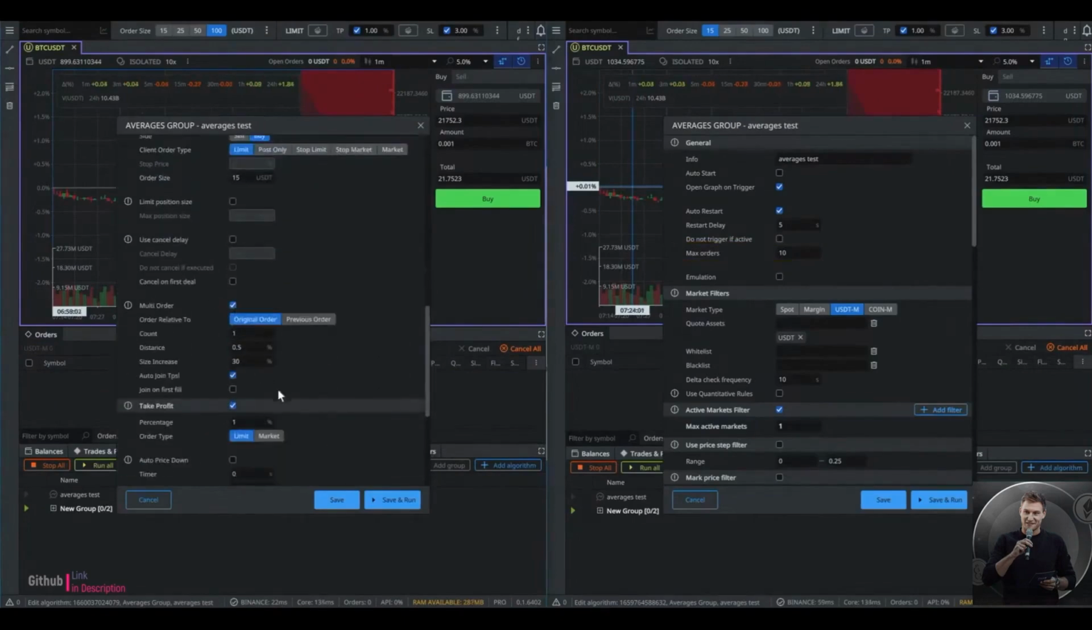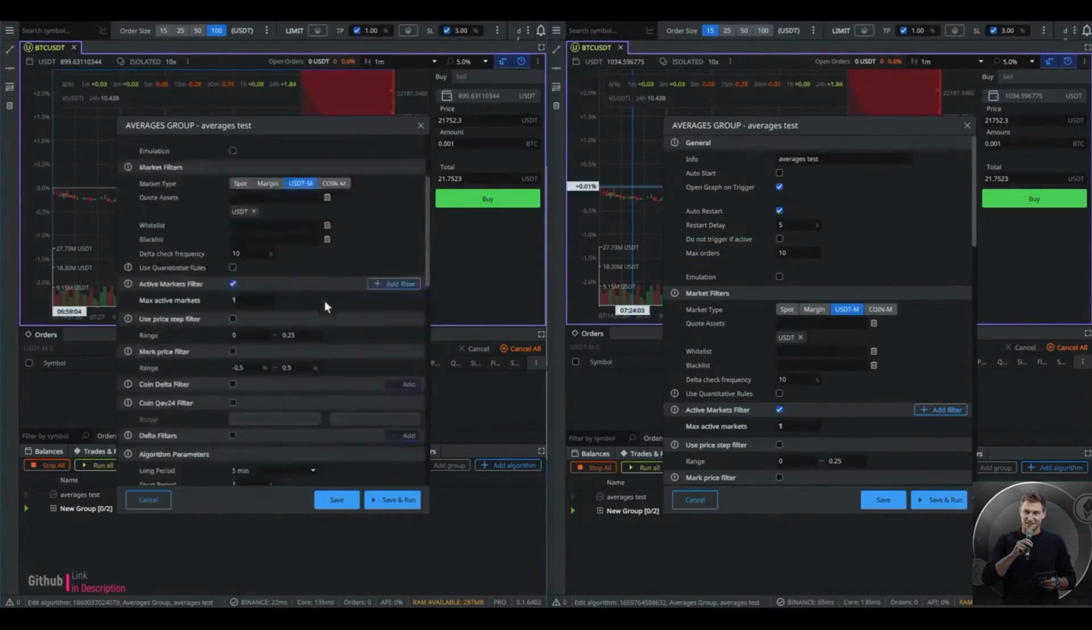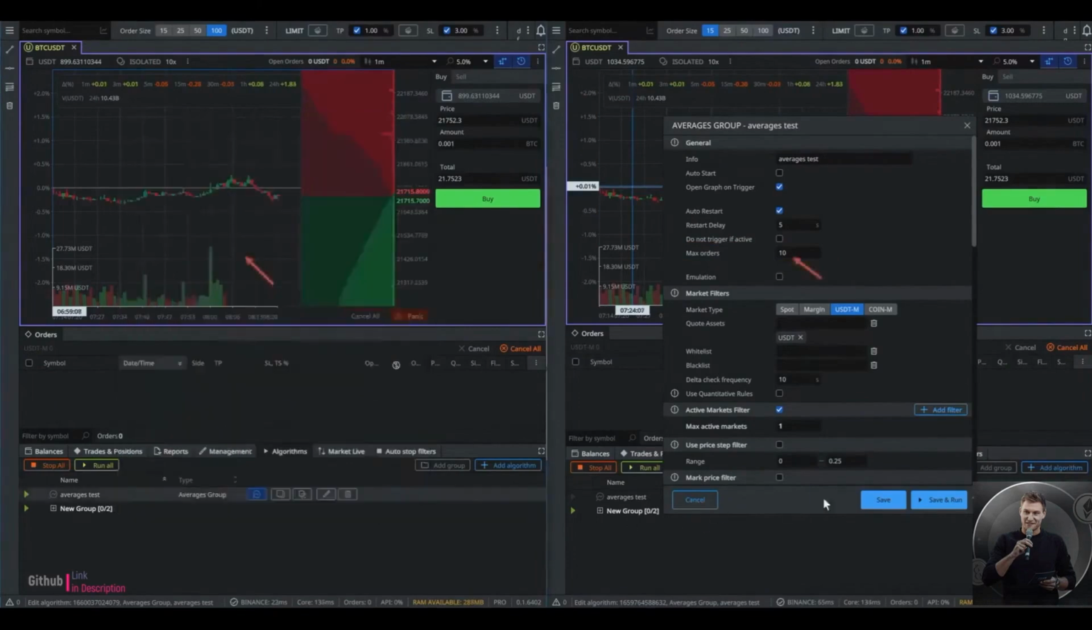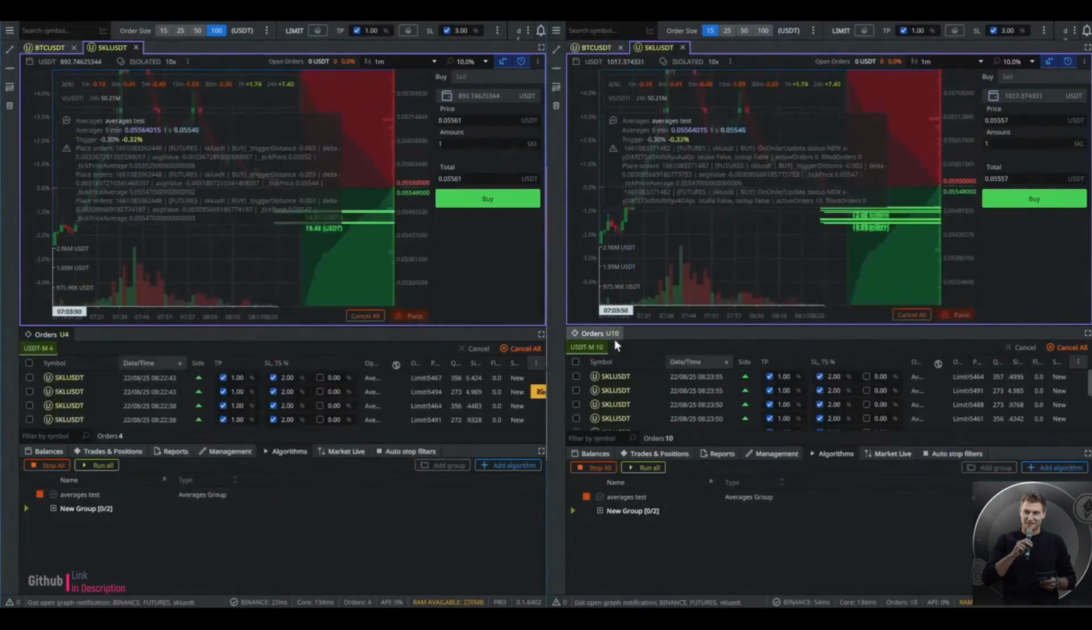Now let's run two algorithms as an example. On the left max orders is 4 and on the right 10. As we can see, the number of orders is exactly as much as we indicated.